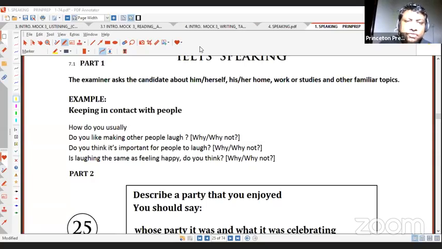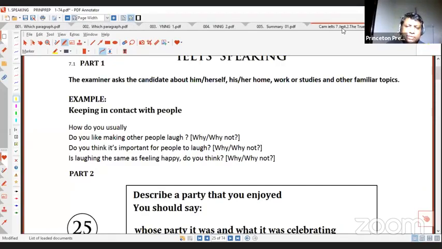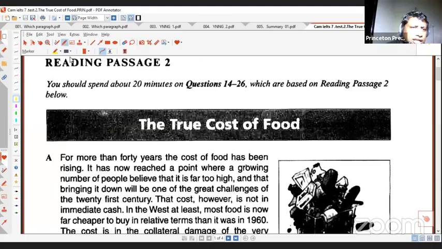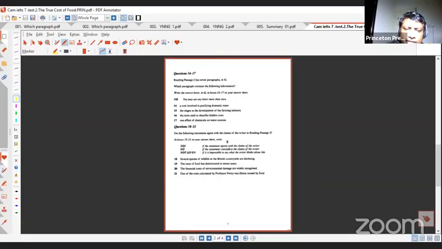Okay, don't worry. So first, let's move on to some reading. We are going to cover this one today. This is the passage that we are going to follow. This is the true cost of food. We have 8 paragraphs. And today's question is: which paragraph contains the following information? This is pretty common. You might expect to get one of these. And this one takes away lots of time. That's why you have to become quite good at that.